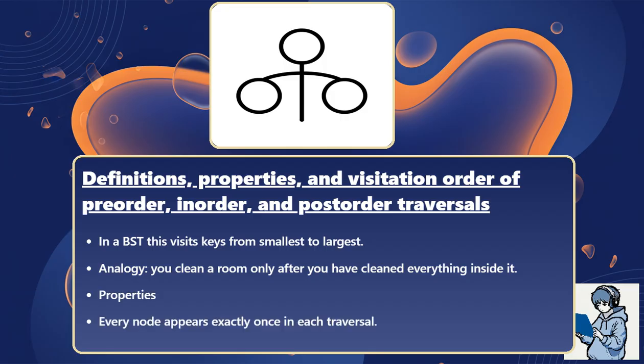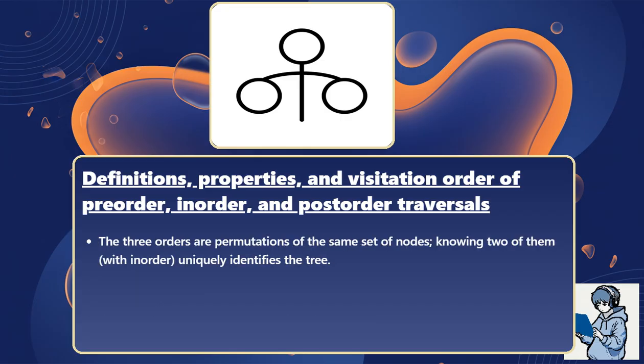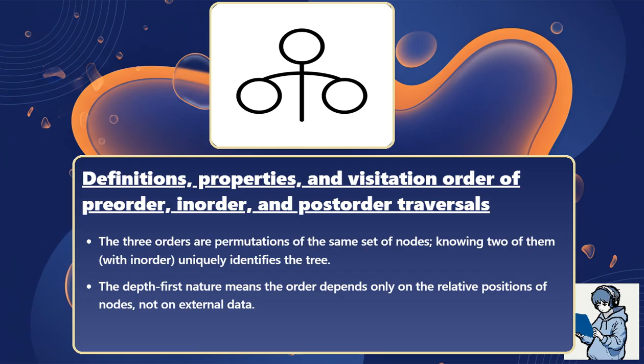Properties. Every node appears exactly once in each traversal. The three orders are permutations of the same set of nodes. Knowing two of them, with inorder, uniquely identifies the tree. The depth-first nature means the order depends only on the relative positions of nodes, not on external data.